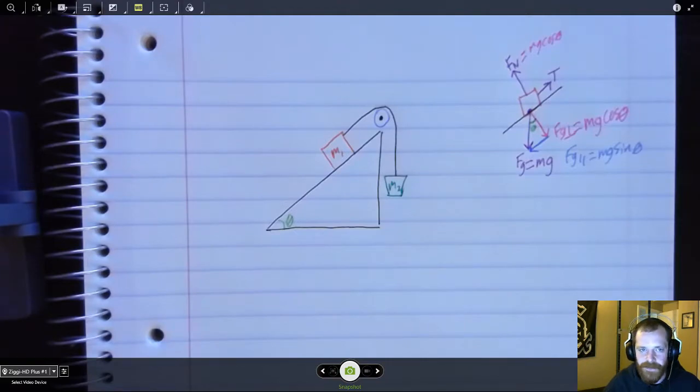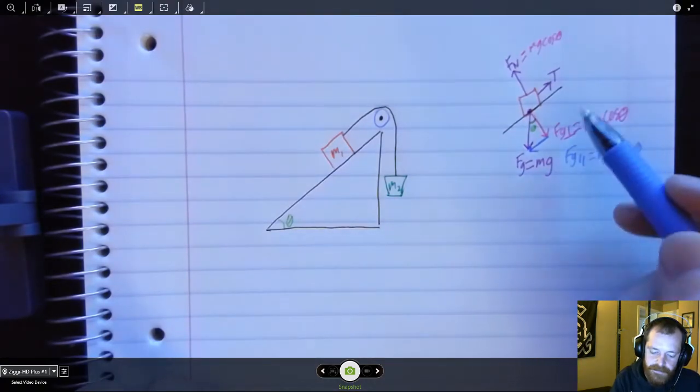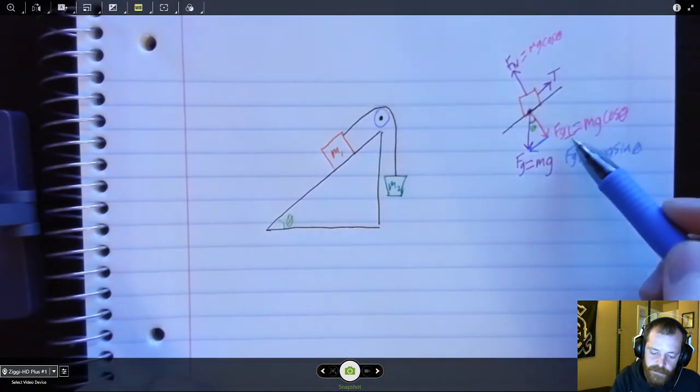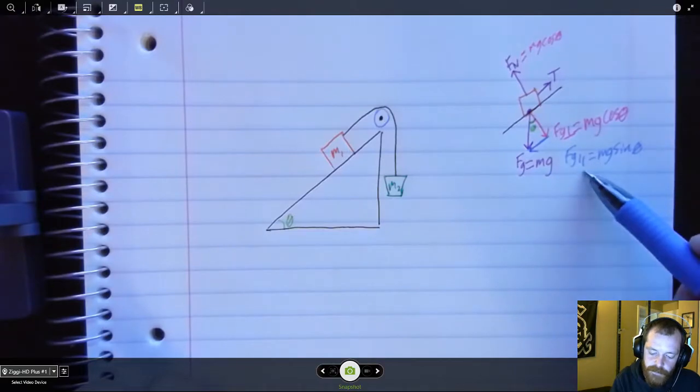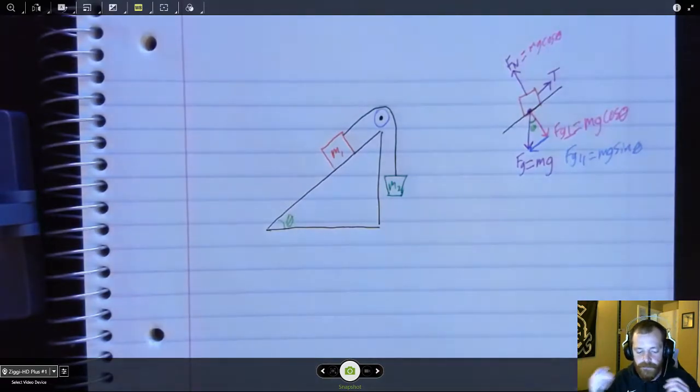All right, F equals ma. We know that. So we have basically all the different forces acting on this object. We have the normal force, the perpendicular part of gravity, the parallel component of gravity, and tension. We don't really know what tension is yet, but we'll get there.